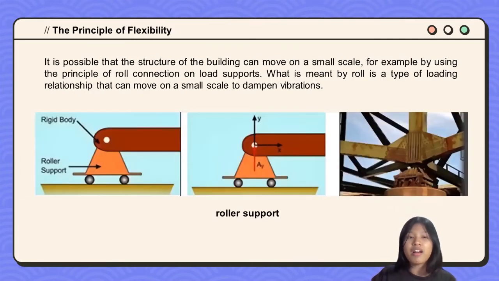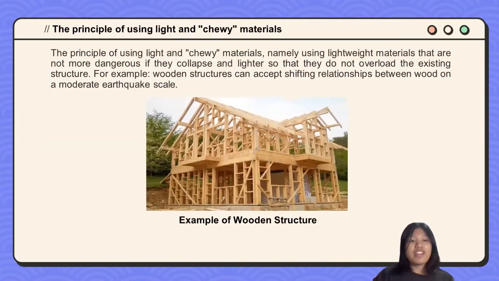Second is the principle of flexibility. It is possible for the structure of the building to move on a small scale, for example, by using the principle of roll connections on load supports. What is meant by roll support is a type of loading relationship that can move on a small scale to dampen vibration.